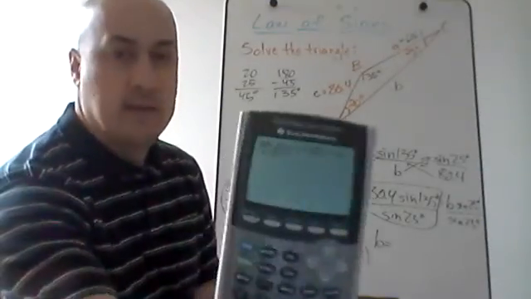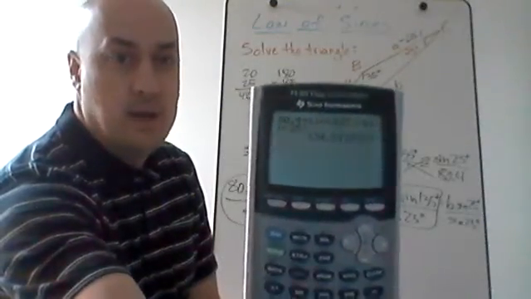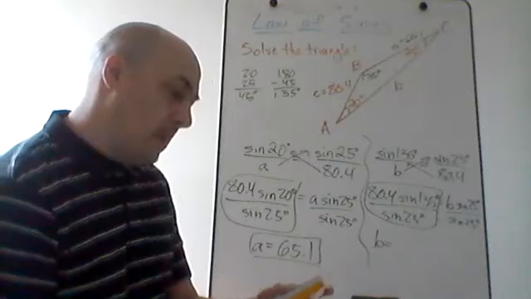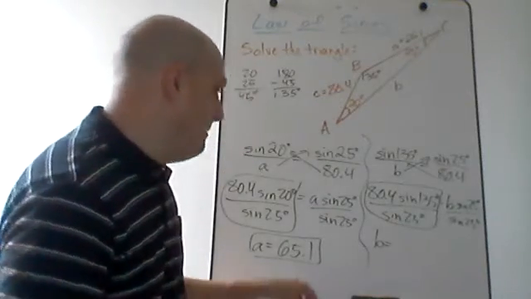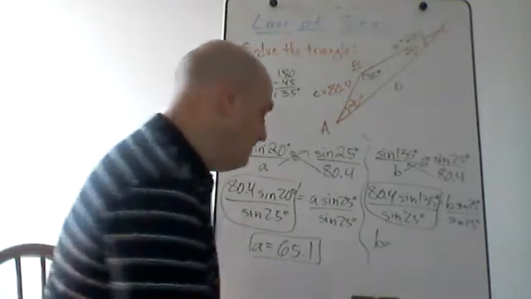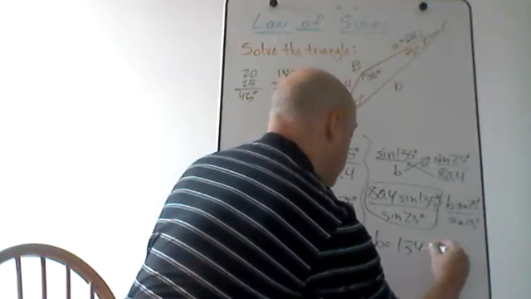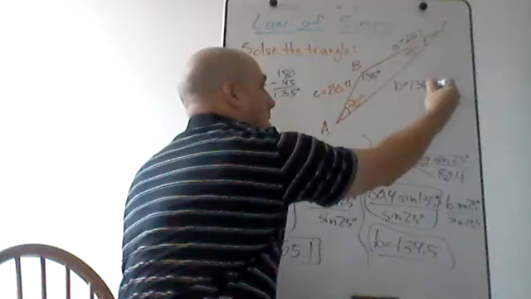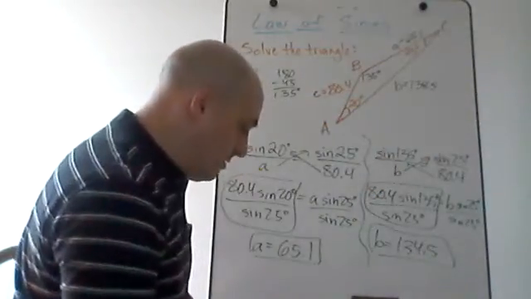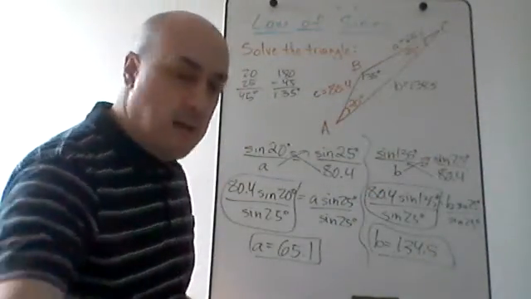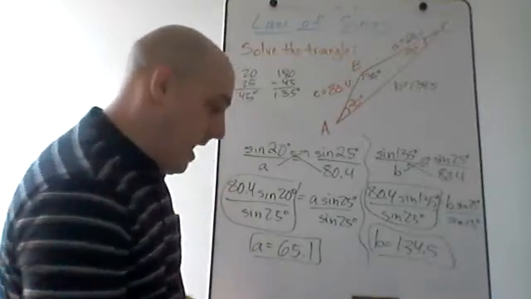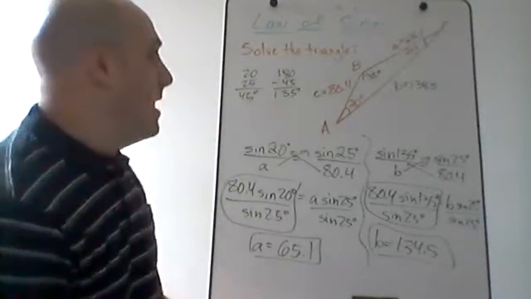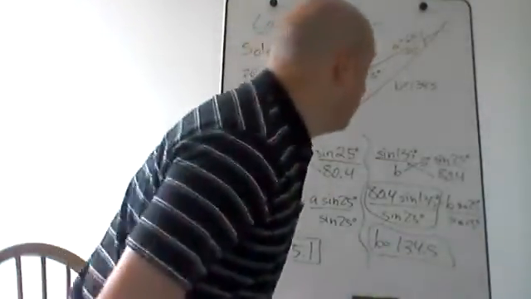All right, so I type that in the calculator like so, hit enter, and I get that side B is 134.5 units. All right, so B is 134.5. And I have now solved this triangle. I got my missing angle, angle B, which was the easiest part, just making sure the angles add up to 180. And then once I get that, I can use the law of sines in order to get my missing sides.